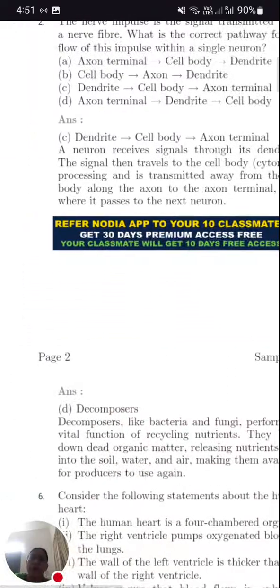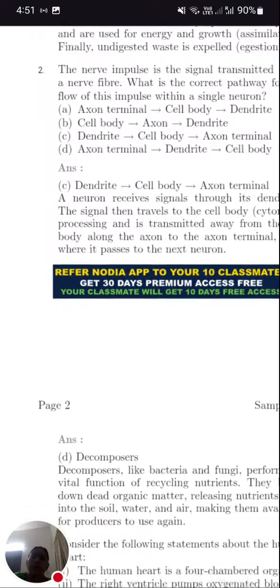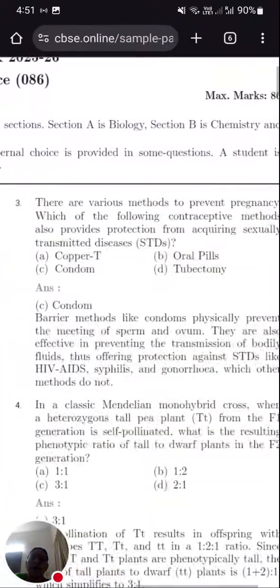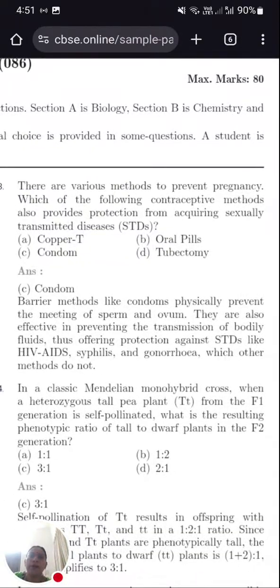Now coming to the third question. Here it is given, there are various methods to prevent pregnancy. Which of the following contraceptive methods also provides protection from acquiring sexually transmitted disease? STDs, sexually transmitted diseases. We can get protection only through condoms. The options are Copper T, oral pills and tubectomy. There are a total of 5 methods.